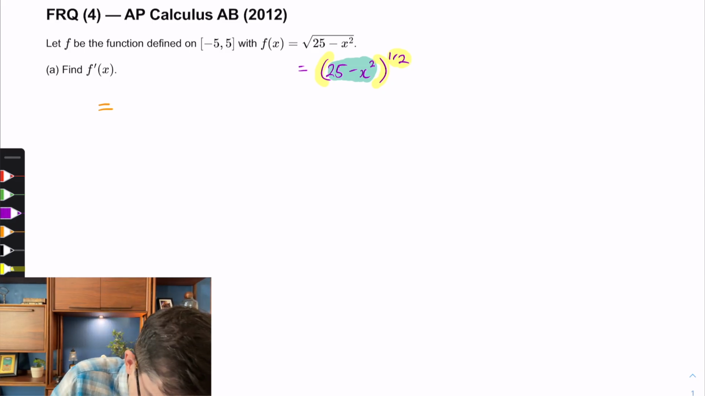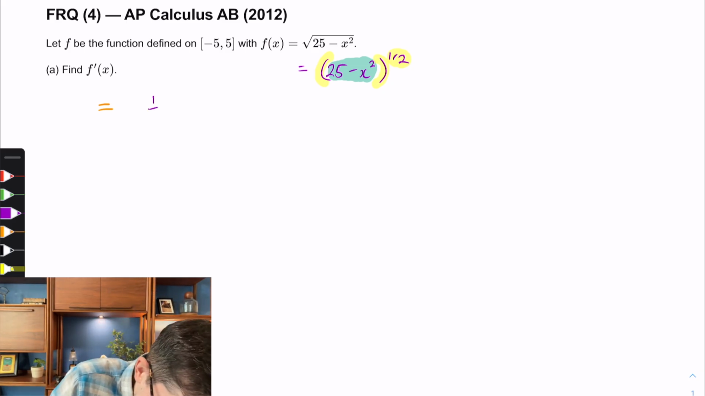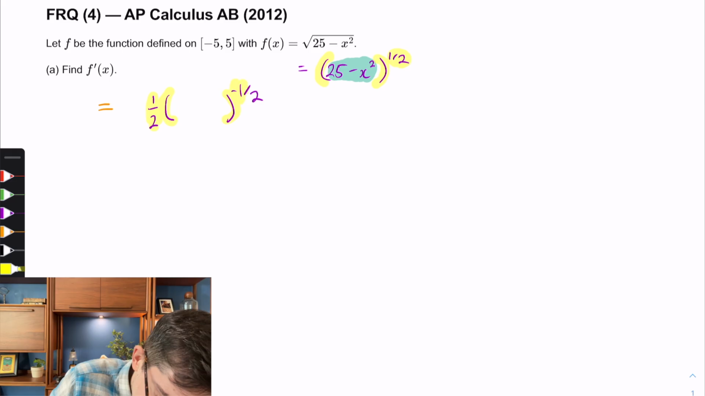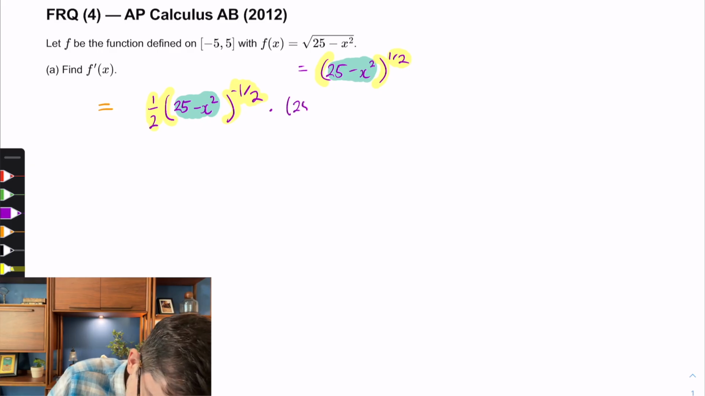So we'll remember, we take the derivative of the outer function. In this case, that was the 1/2 power, that square root. So when I take that derivative, I just use the power rule. So that's my derivative of my outer function. The chain rule tells me to evaluate that at the same inner function, so 25 minus x squared. But I need to remember what the chain rule says to do. That is multiply by the derivative of that inner function, 25 minus x squared.